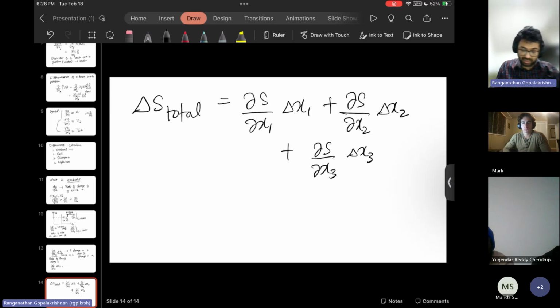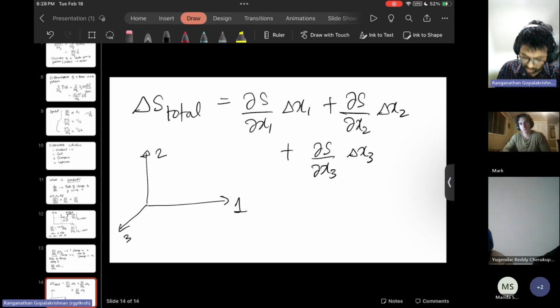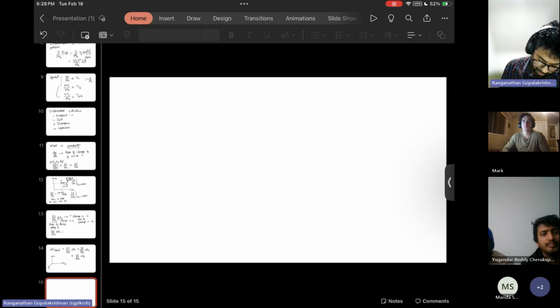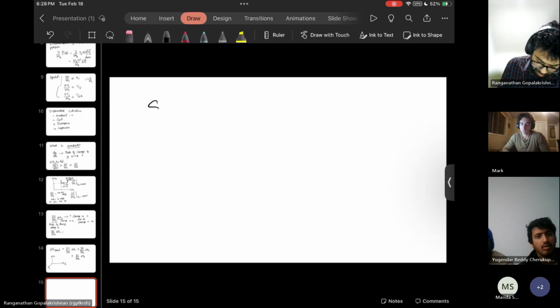Okay, this is if I traveled along either 1 or 2 or 3, either along any of these three directions only. Only if I travel along 1, 2, or 3, this is the total change.